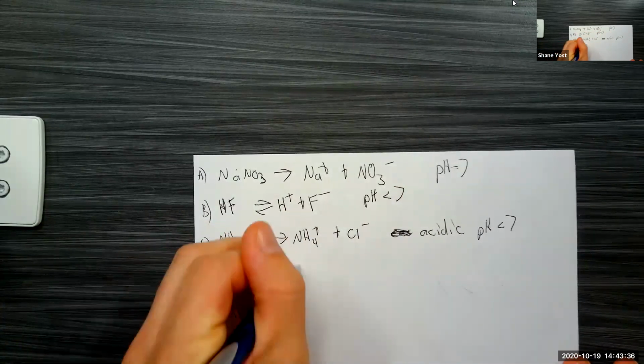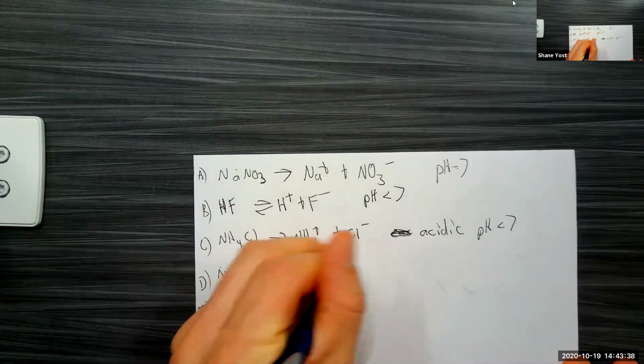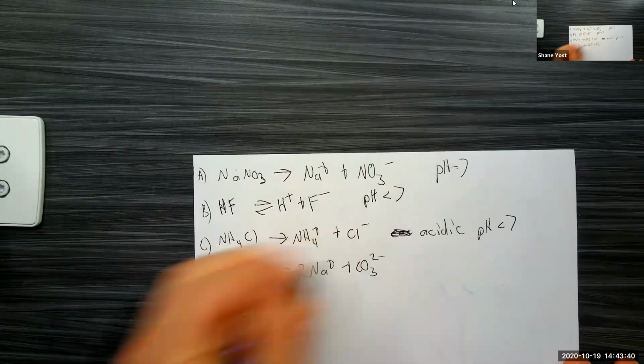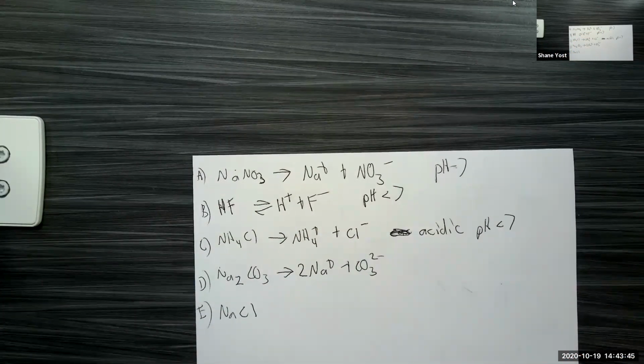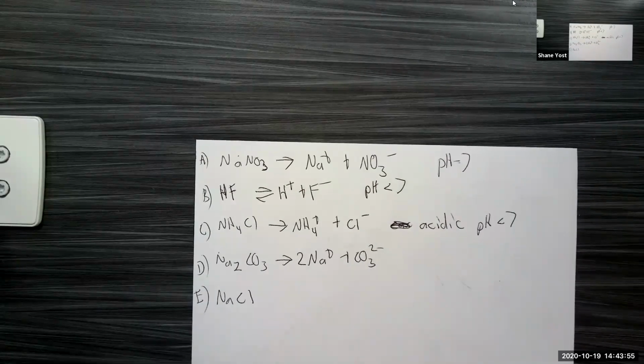Na2CO3 here forms 2 Na plus and CO3 2 minus. Na plus, is that going to impact the pH? No. Again, it comes from a strong base, so that will not impact the pH. CO3 2 minus.